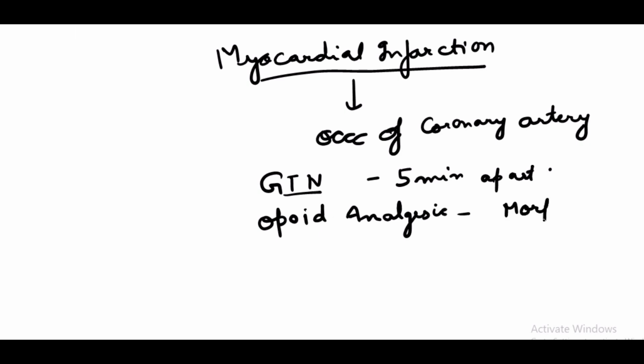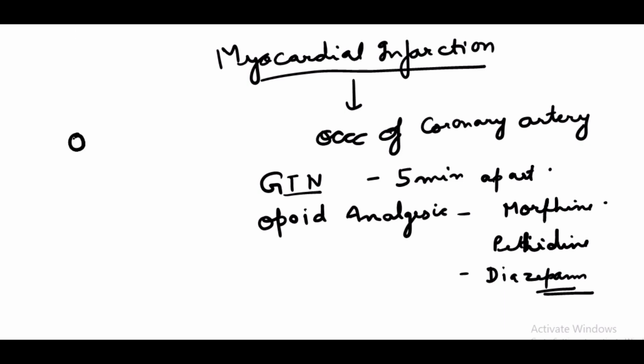That includes morphine or pethidine. Or a sedative can be given like diazepam to alleviate pain and anxiety. Oxygen can be given by inhalation route to provide assisted respiration if necessary to maintain adequate oxygenation.